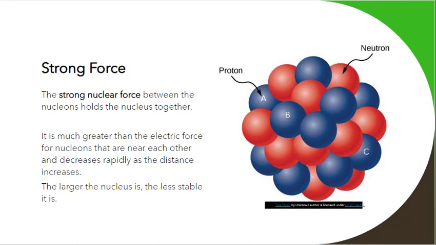So if you look at the drawing here, protons A and B are close enough that that nuclear force holds them together. It's greater than the electrical force. But if you're looking at the distance between A and C, at some point that's going to get large enough where it's not going to be enough to hold that nucleus together, and that's where you start getting radioactive decay.